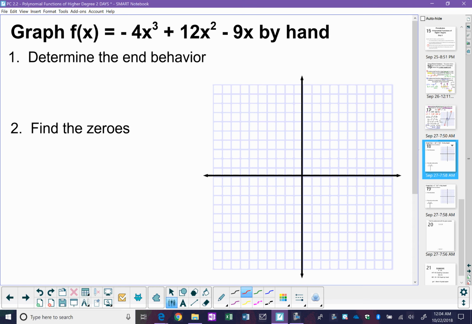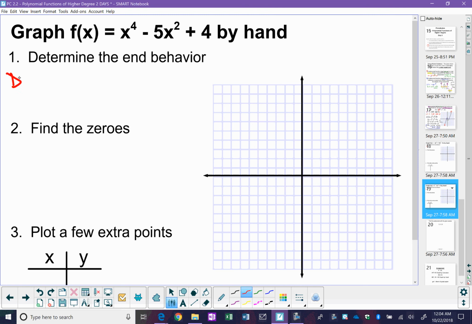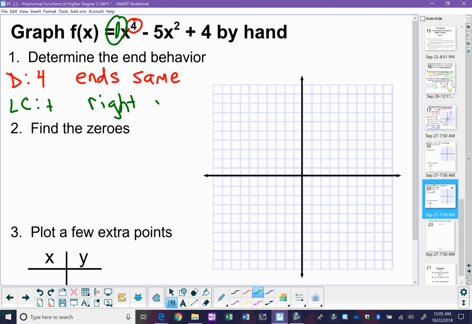Let's determine that degree. So the degree is, actually, let's skip to this one. The degree is 4, which means my ends go in the same direction because it's even. My leading coefficient is 1, which is positive, which means my right-hand side goes up. So my right-hand side goes up, and because my ends are the same, my left-hand side is also going to go up.